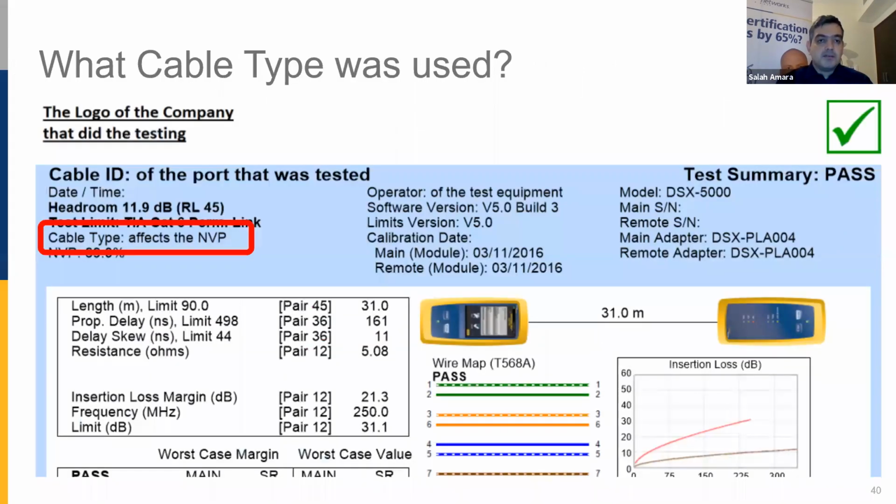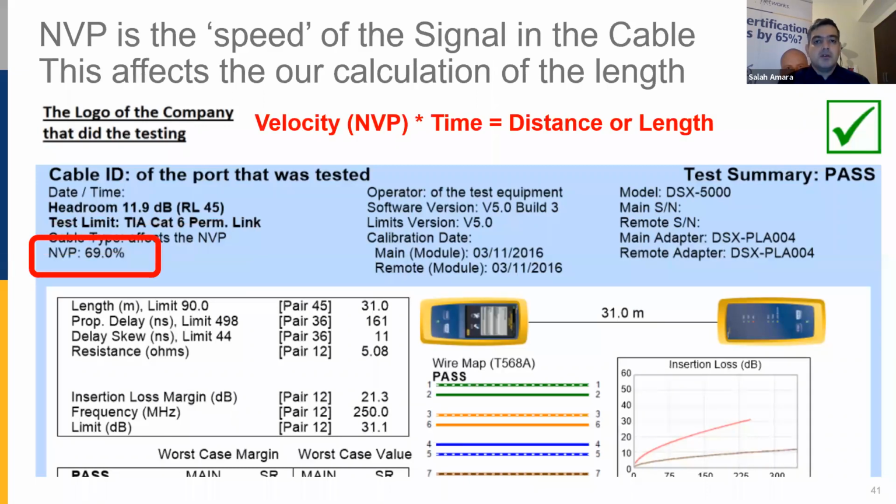Many customers sometimes have confusion between the test limit and the cable type. They are two different things, and we will explain it a little bit. We set up the tester as Cat6 permanent link, but the cable type is something different that we need to make sure we set up correctly, because it can affect the MVP. What's the MVP?